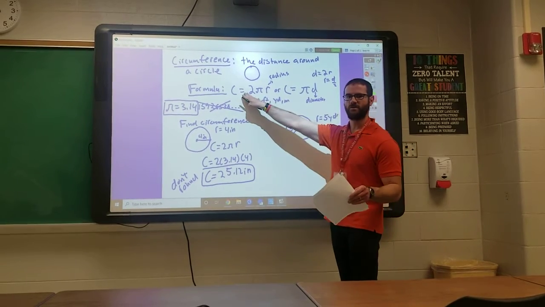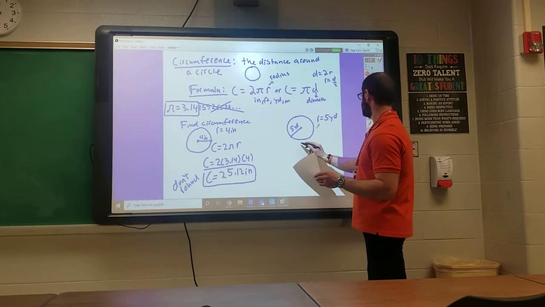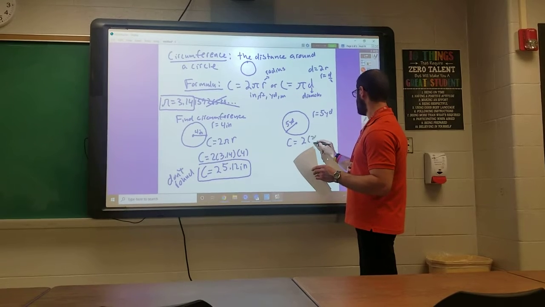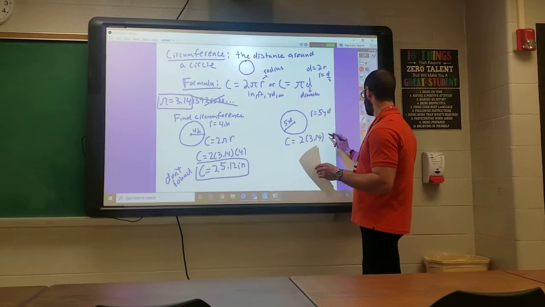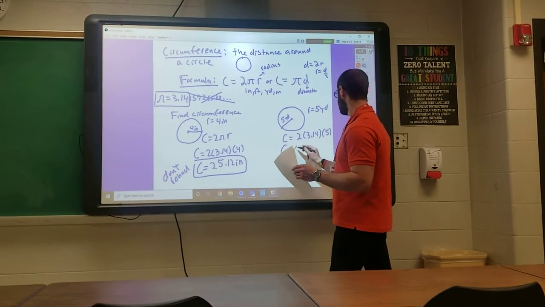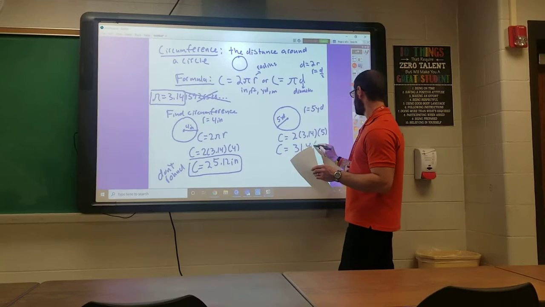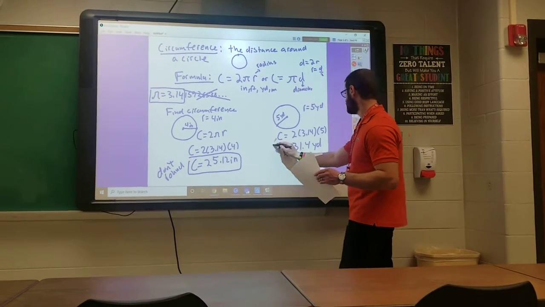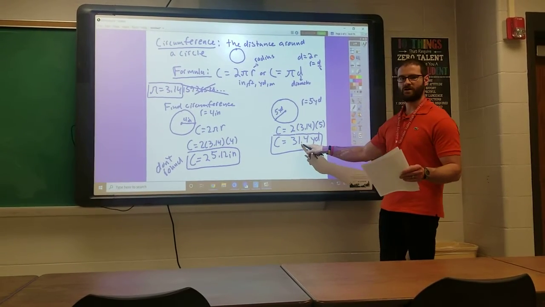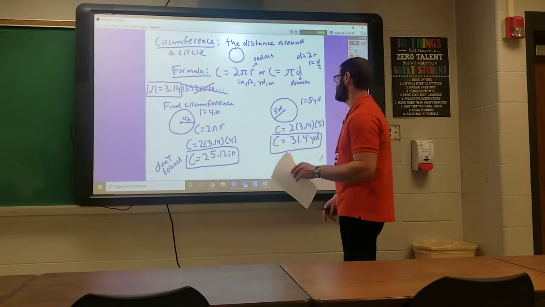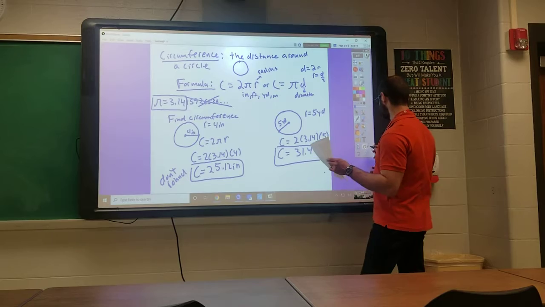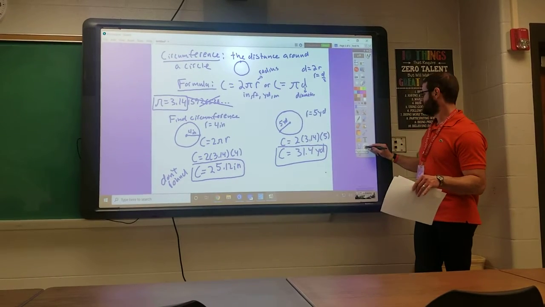Once again, we're going to use C equals 2 pi r. So C equals 2 times pi, remember that's 3.14, times the radius, that's 5. Multiply those numbers together. So circumference is going to equal 31.4 yards. Remember, just plain old yards. And once again, do not round. Keep it as 31.4. Don't round to 31. Remember, circumference is either 2 pi r or pi times d. So let's look at a couple more examples here.